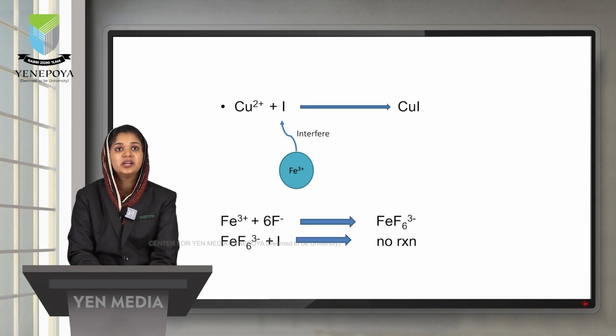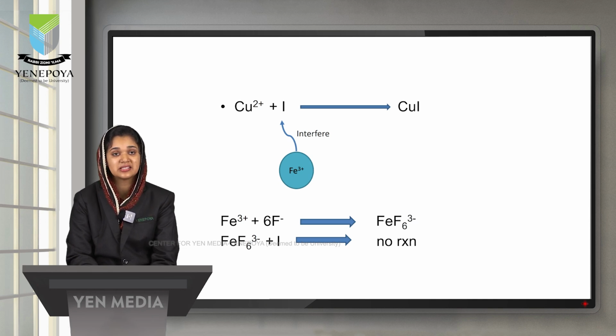For example, when the cuprous ion reacts with iodine, if iron is present, the iron will interfere in this reaction. So we can avoid this by adding some fluoride ion. Here the fluoride ion will act as a masking agent and a complex between fluoride and ferrous ion will be formed. Thereby, in the reaction between cuprous ion and iodine, the iron won't interfere.